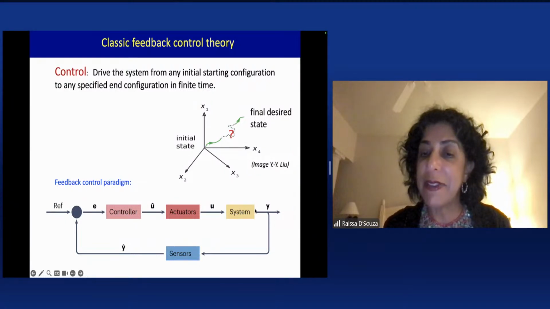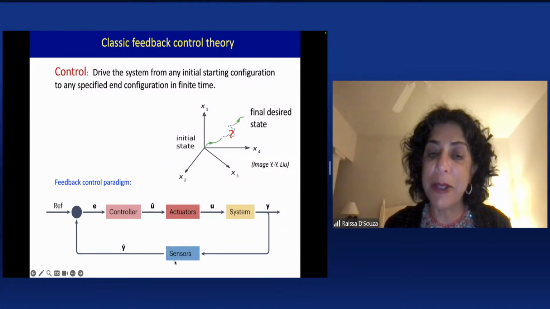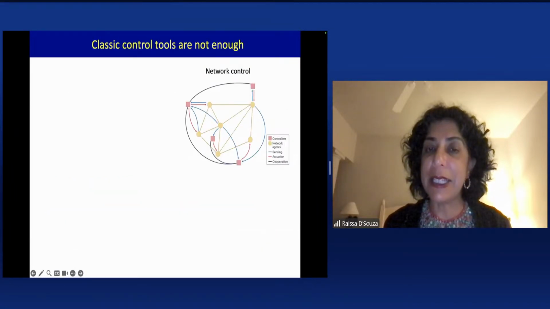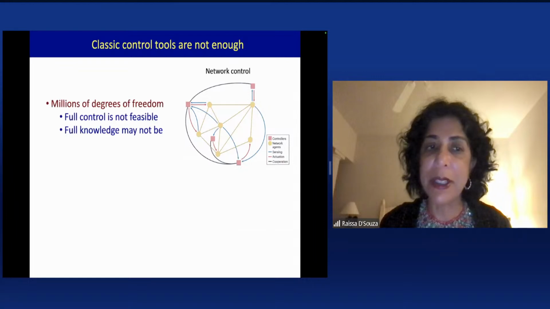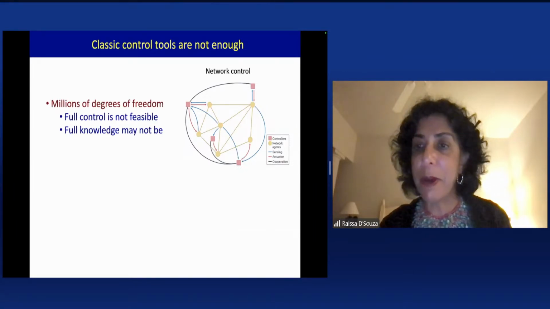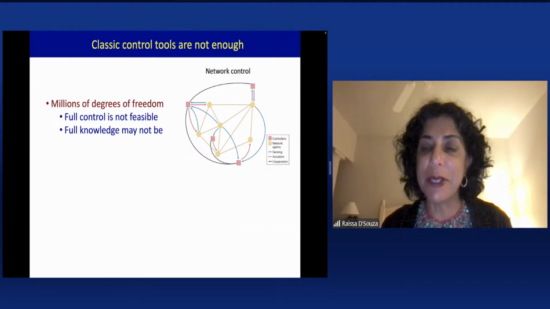that change the state of the system, and then sensors measure it again. So this is the classic idea of feedback control. But we're not able to use that classic idea when we're thinking about networks. So a lot of the networks we want to control, like the internet or the power grid, have millions of degrees of freedom. So full control is not feasible because we don't have full knowledge of the system.